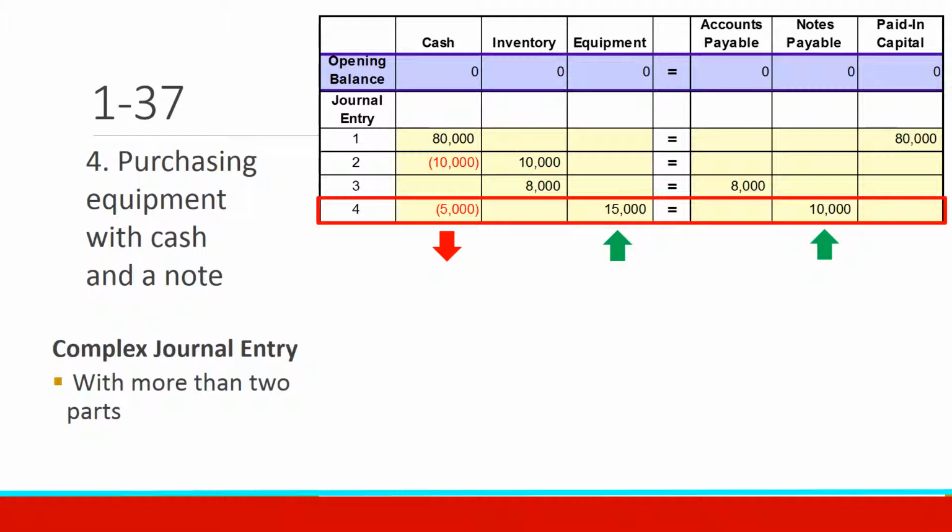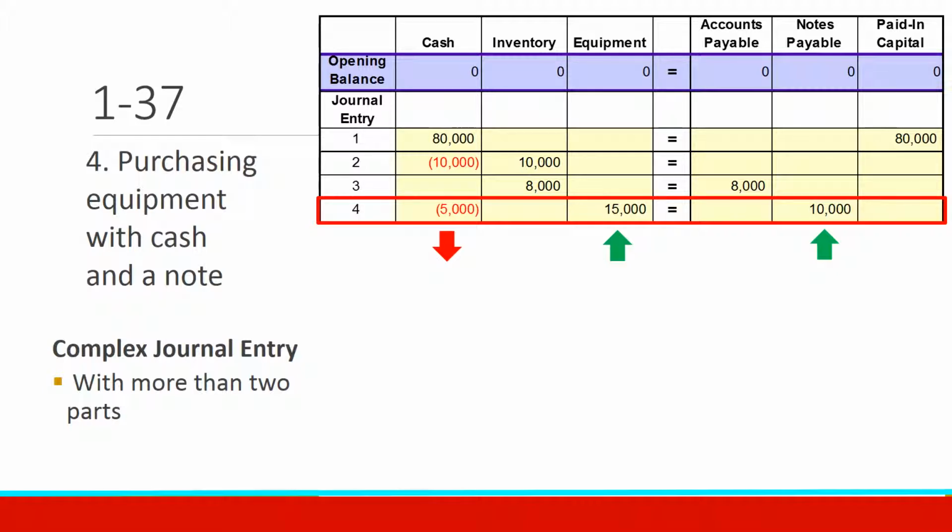In activity number 4, we're going to be purchasing some equipment. The equipment is valued at 15,000 euros, and we're going to pay for the equipment with 5,000 in cash and 10,000 in the form of a note payable. You can see this is a complex transaction. So there's receiving one thing, equipment, but paying for it with two different methods. When we have a complex transaction, the journal entry has more than two elements to it.